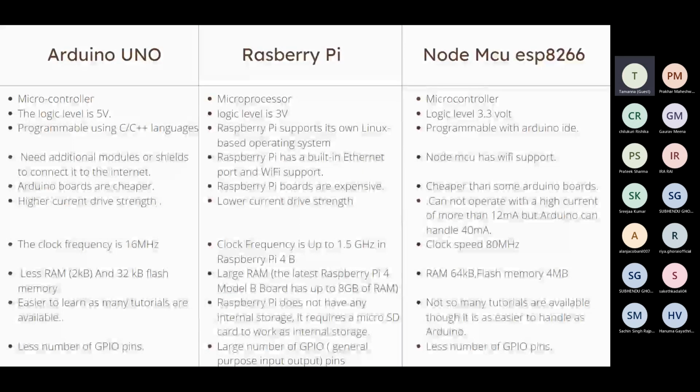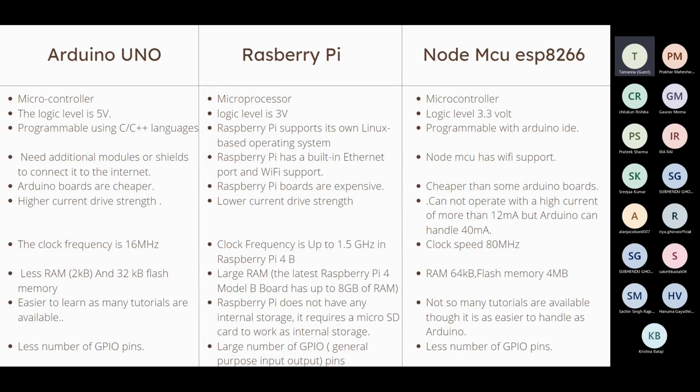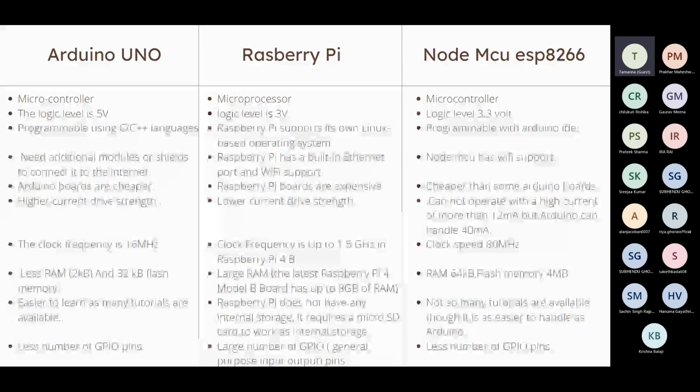C and C++ are the languages that are used in Arduino Uno, whereas Raspberry Pi supports its own Linux-based operating system. And Node MCU is programmable with Arduino IDE. IDE stands for Integrated Development Environment. Next point is internet. If we need to connect Arduino Uno to the internet, we'll need additional modules or shields. Whereas the Raspberry Pi and Node MCU have a built-in Ethernet port and Wi-Fi support.